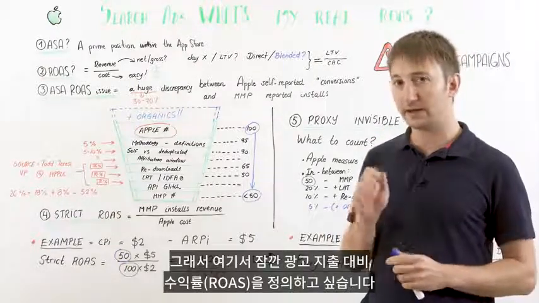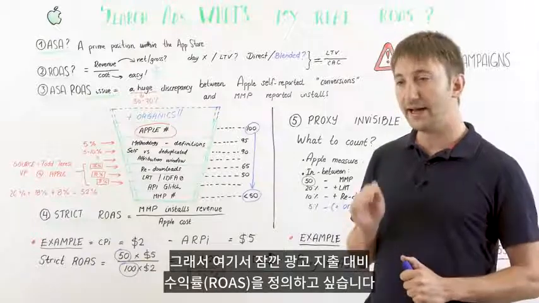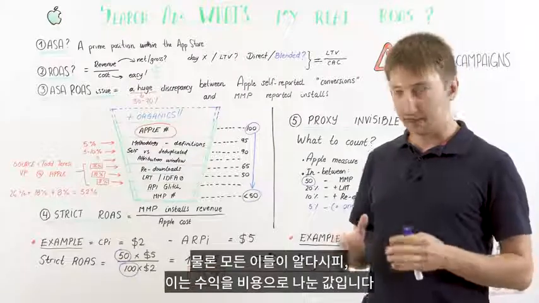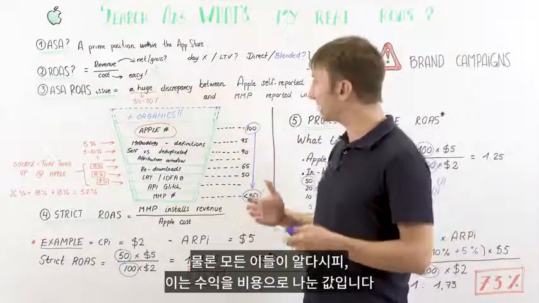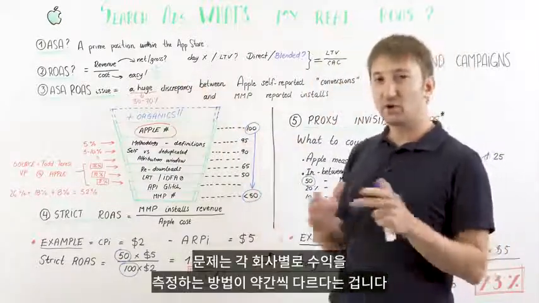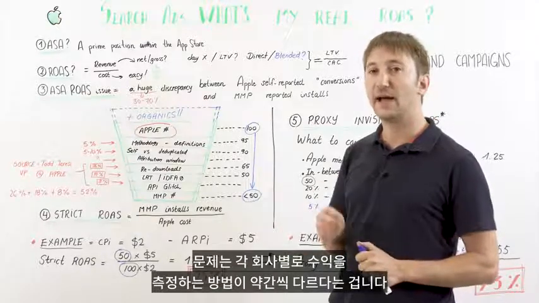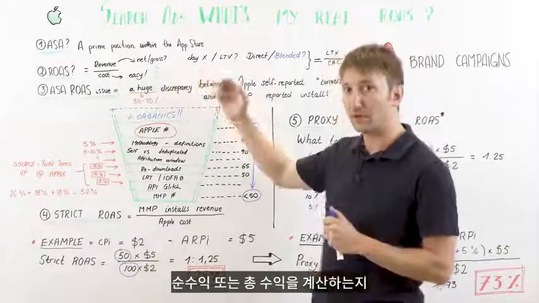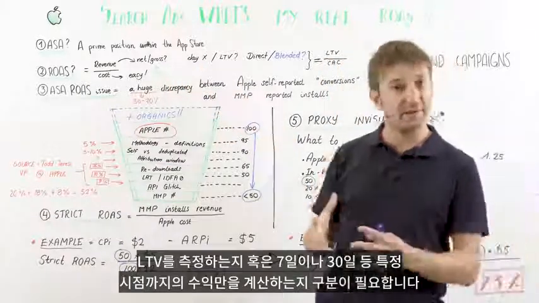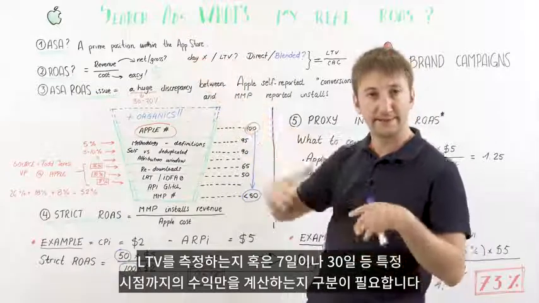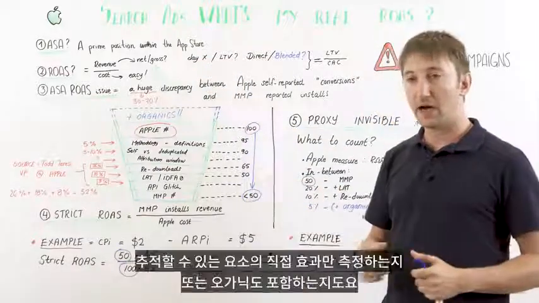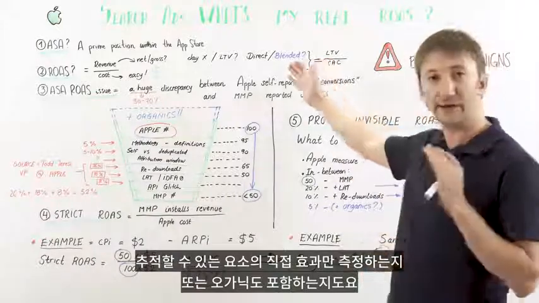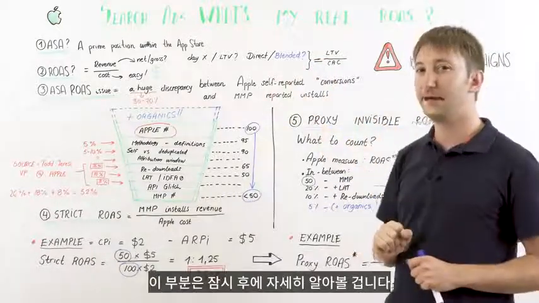So I want to make a little break here and define what the return on ad spend is. Of course, it's revenue divided by cost. Pretty much everybody knows that. The thing is, one company to another might have little differences in how they measure the revenue. Are they counting the net revenue or the gross revenue? Are they counting the lifetime value or are they stopping the revenue at day 7 or 30? Are they measuring only the direct effect of what they contract, or are they blending the organics into it, which we'll detail a little bit later?